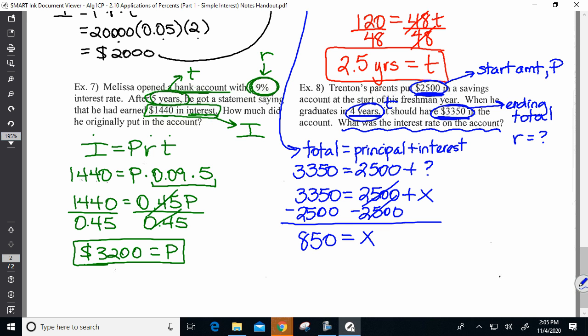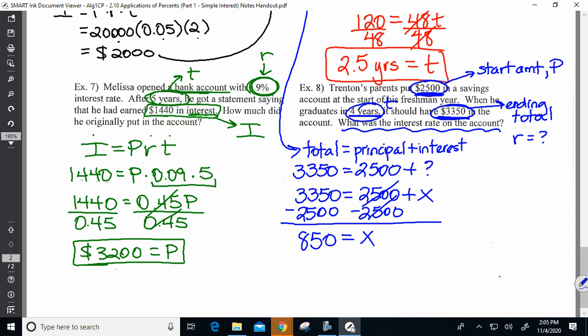Why are you subtracting stuff? Because you need to know how much interest he made. All they gave you was a starting amount and an ending amount. So you need to know how much money did he make. That's his interest. Interest is the amount of money you made off of the account. So you have to figure that out in order to figure out the interest rate.